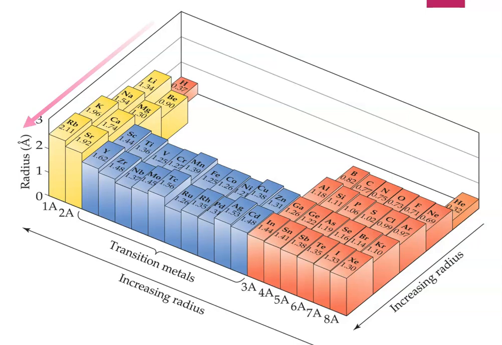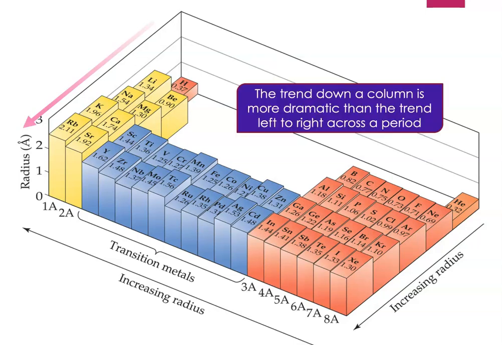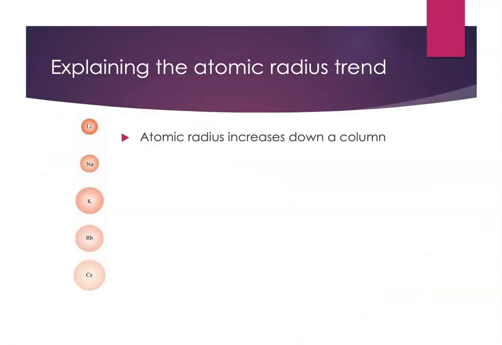Now, if we look down a column, what we see is that they're getting bigger, right? This is a little more dramatic, this trend. So going down a column, we see a bigger change than we do from left to right, where it's a little more subtle. So again, the atomic radius increases down a column, but why?